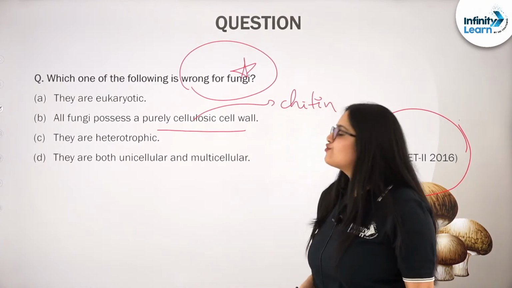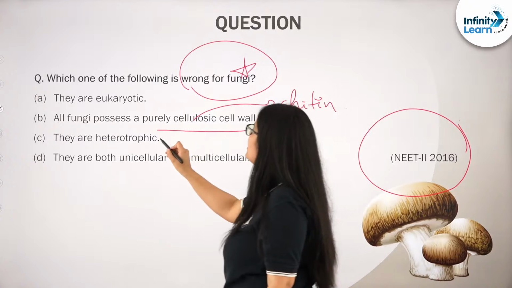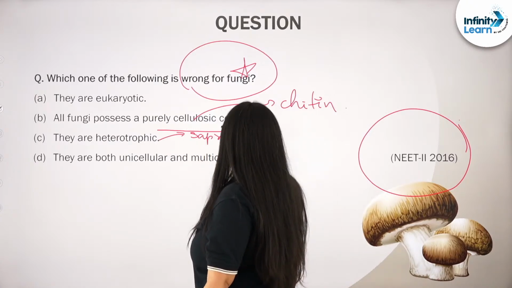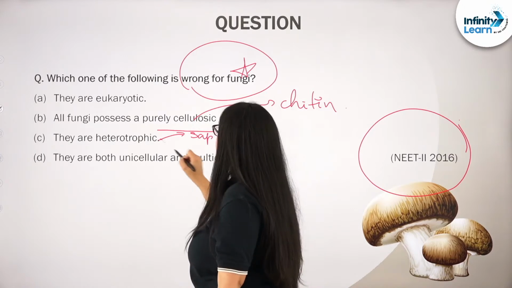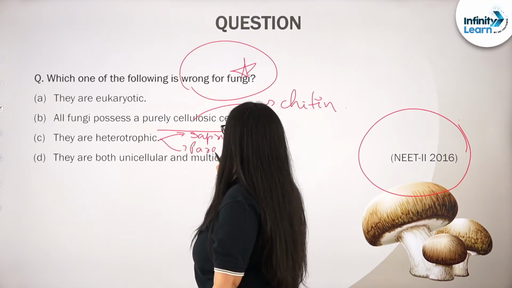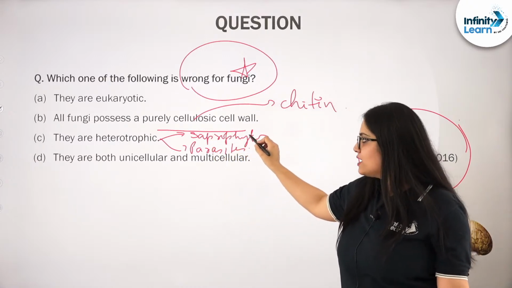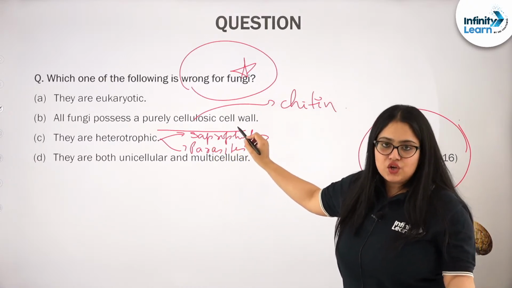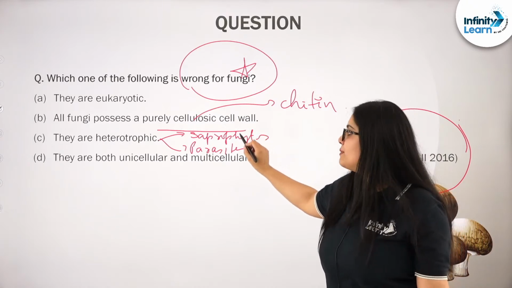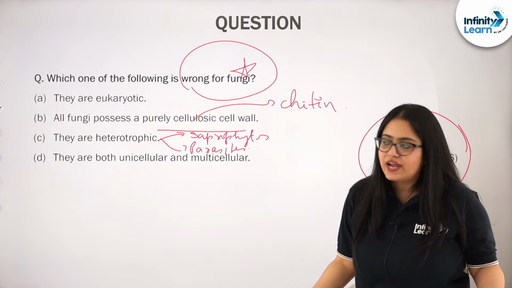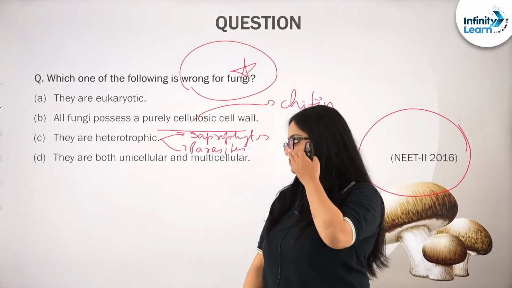They are heterotrophic. Yes, they can be saprophytes, or they can be parasites, right, my kids? Either they can obtain their nutrition from dead and decaying organic matter by doing extracellular digestion in the outside environment, or they can live as a parasite on other plants or animals. So they are definitely heterotrophic.